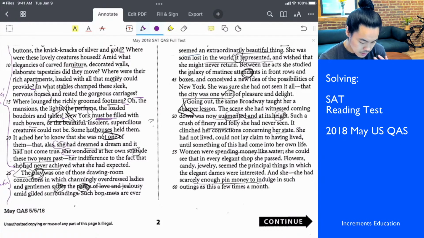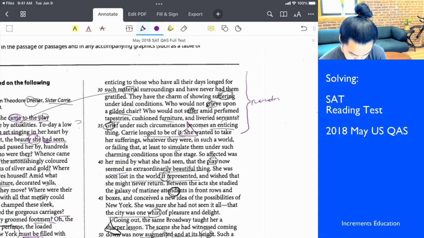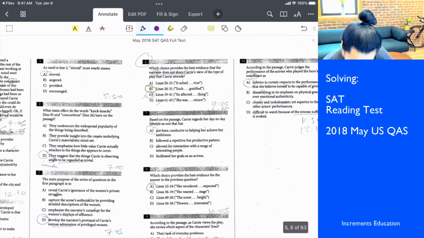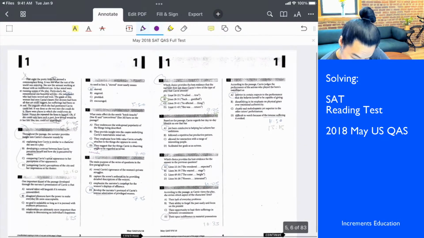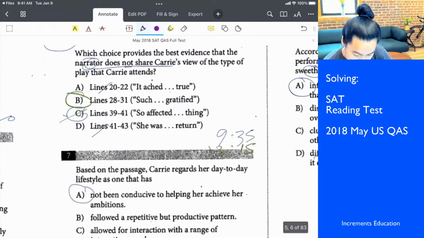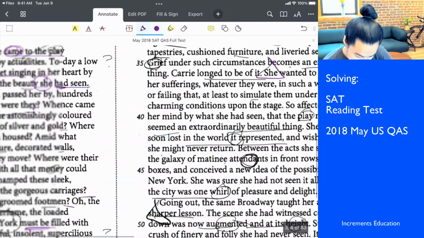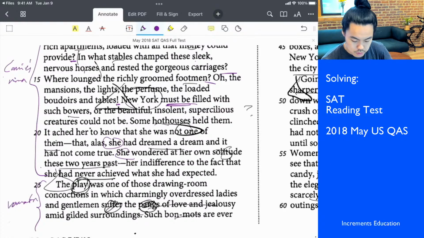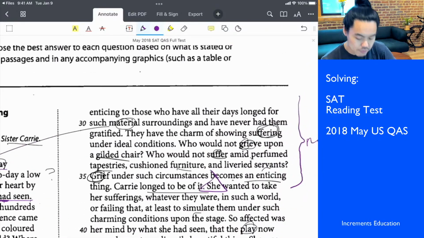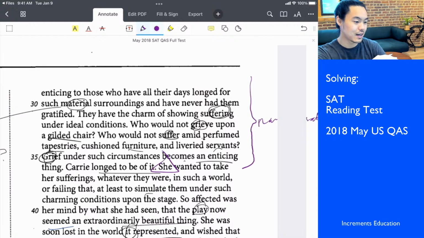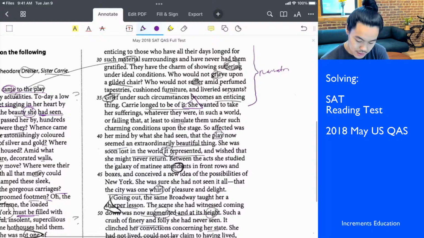So, mainly we need to get somewhere between 25 and 36. That's the main thing, okay? And the only one that's within 25 and 36 where we get the narrator's view, because it's asking about the narrator's view, is 28:31. And 28:31 says, such bon mots are ever enticing to those who have longed for these things. He's right now describing her, but in a very neutral, unsympathetic way. Like he's separated from her. So, that's definitely the right answer.